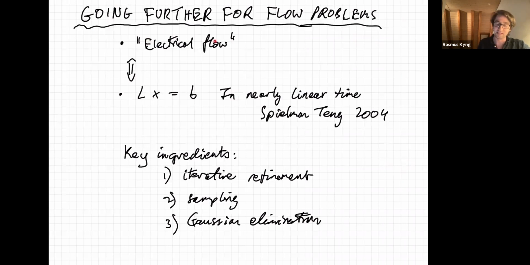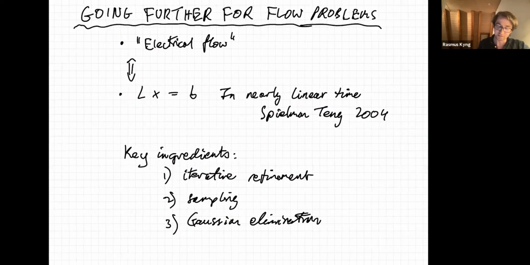And indeed, this electrical flow corresponds to solving a linear equation, something Lx equals b. It doesn't matter so much what it is. But the key ingredients for Spielman and Teng to get a faster algorithm, in retrospect, were the fact that for linear equations, you have iterative refinement and you have Gaussian elimination. And then they combined this with some very nice sampling ideas, and then they got the super fast algorithm.